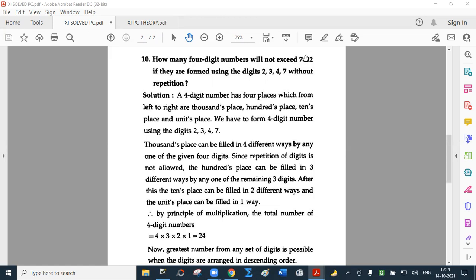Now, out of these 24 numbers, this is the greatest. See, the digits are in descending order, so this is the greatest. What is asked? How many 4-digit numbers will not exceed 7432? Not a single number out of these will exceed. So 24 numbers will not exceed 7432.